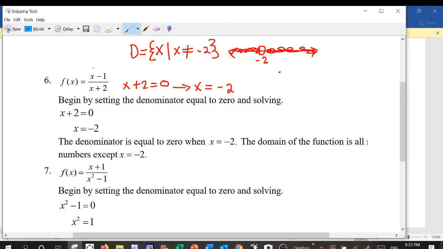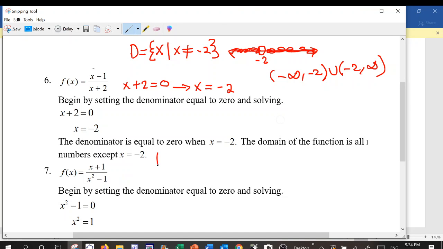So what do we say? From negative infinity to negative 2, union from negative 2 to infinity. So that's the domain of this function. This is number line form, which we don't really use in textbooks. We use this or we use this. This is interval notation, and that is set builder notation. Okay, what about this one?